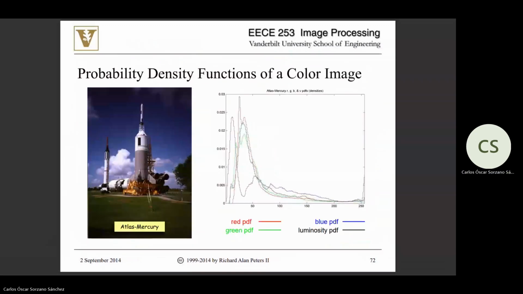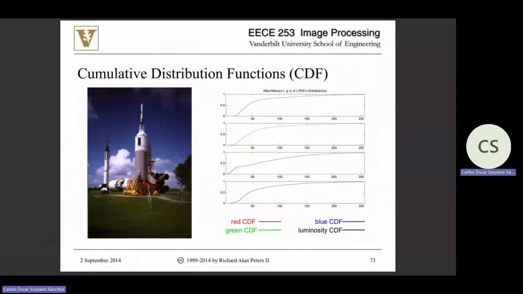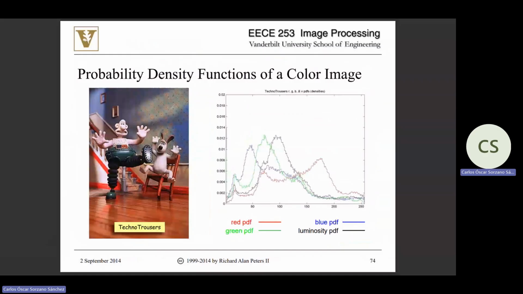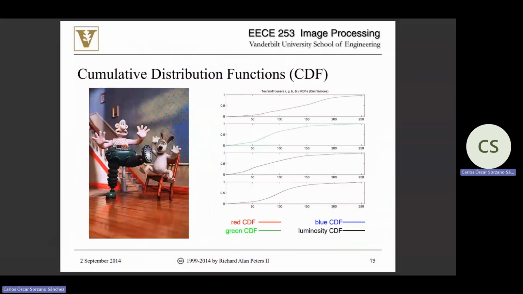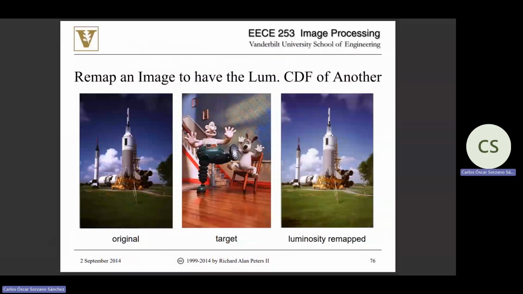Okay. Then we can do it with the full image, not only 16 values, all the channels. So we have the PDF of each one of the channels, the luminosity, all the CDFs, and, yeah, a different image, all the PDFs, all the CDFs. And here we have the original, the target, and this one in which we have only remapped the luminosity. Okay, so we have somehow transformed the luminosity.